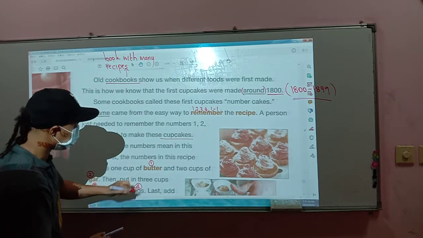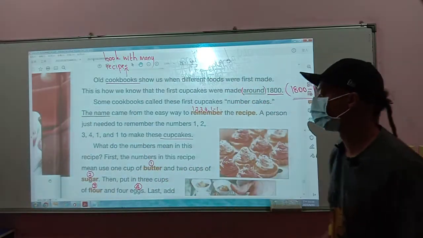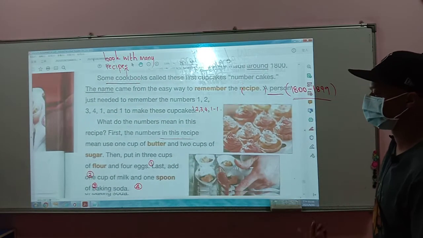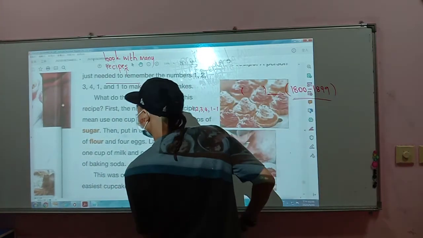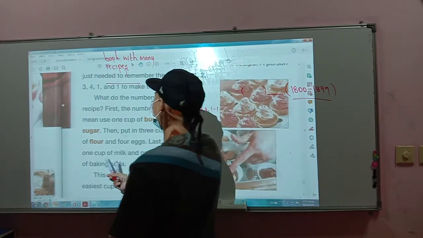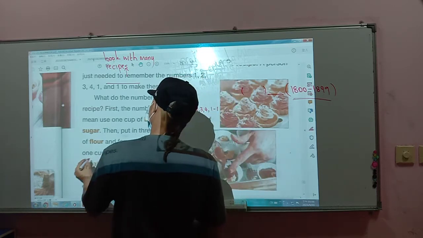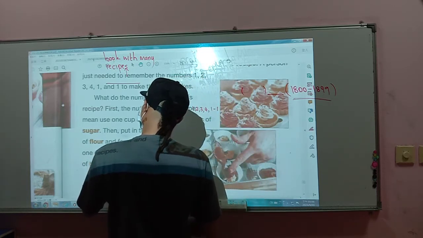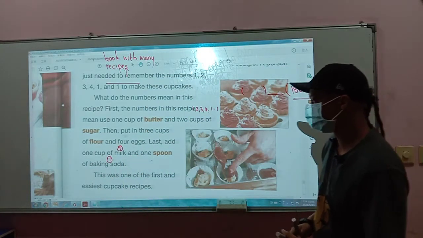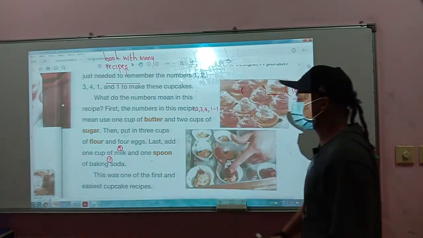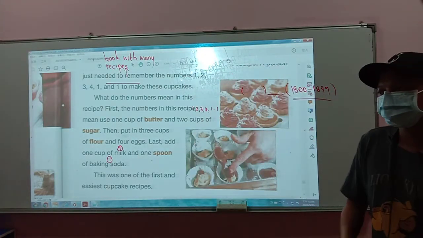So eggs number 4. Last, add, can we please go down? So the last one would be, the next number is 1 again. So last, add 1 cup of milk. So that's the next one, and 1 spoon of baking soda. So baking soda is the very last step that you need to remember. Okay, and this was one of the first and easiest cupcake recipes. Alright, so that's why they call it the number cakes.